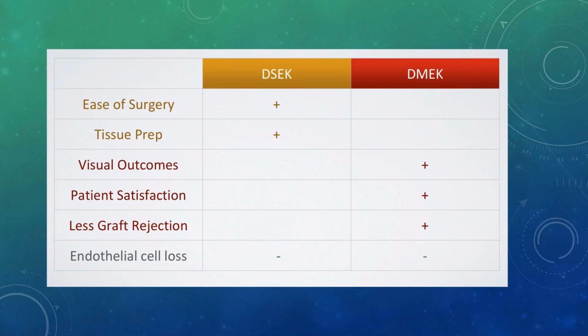So DSEK, really, it's an easier surgery for the most part. The tissue prep is a little easier, but the visual outcomes are better with DMEK, and there's less rejection. Patient satisfaction, I think, is better with DMEK, and the endothelial cell loss is the same. All of these patients will lose some endothelial cells during the transplant, so that's sort of a wash.